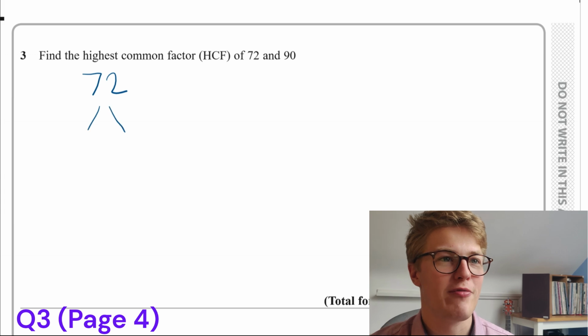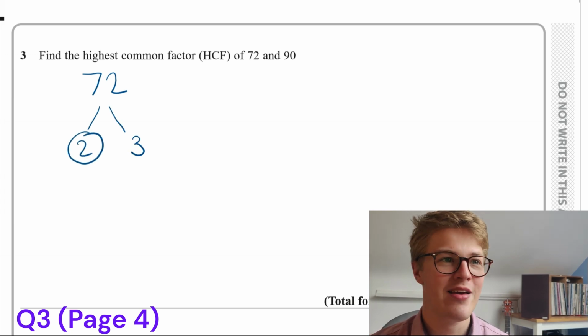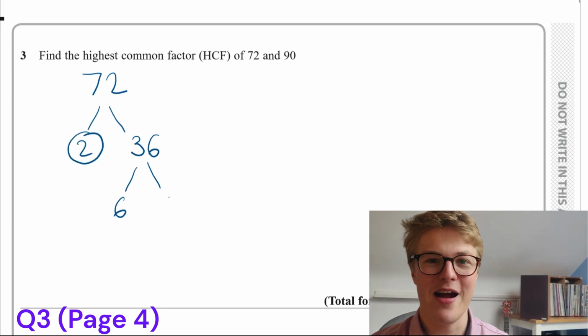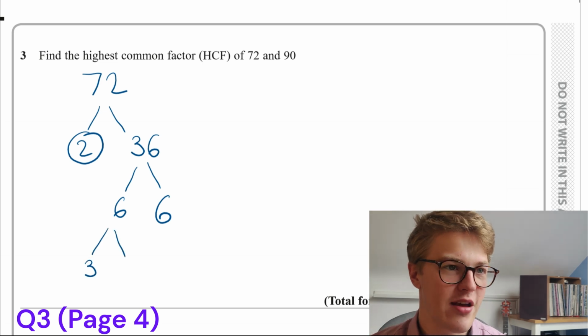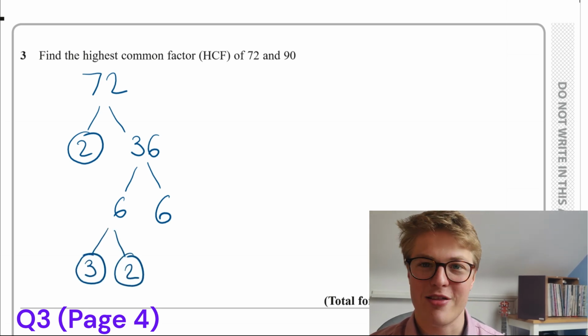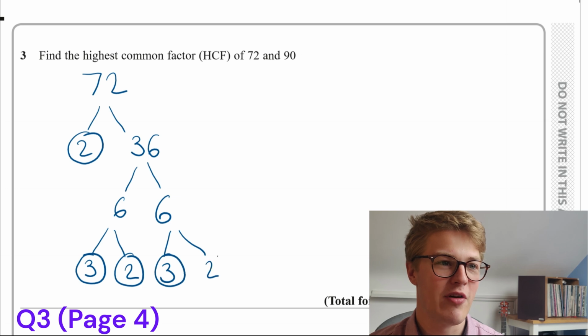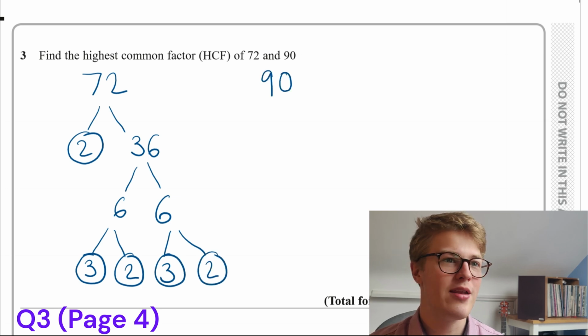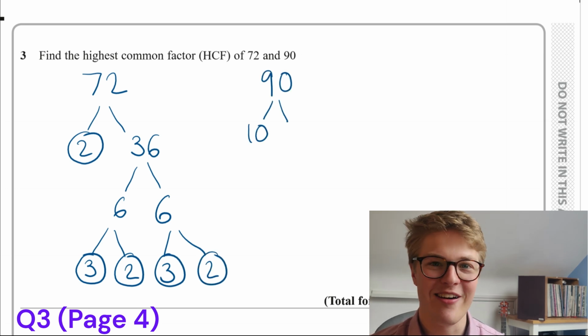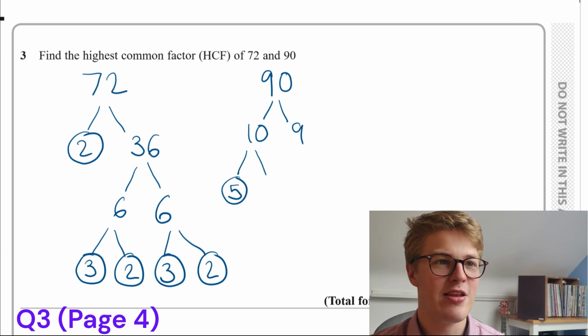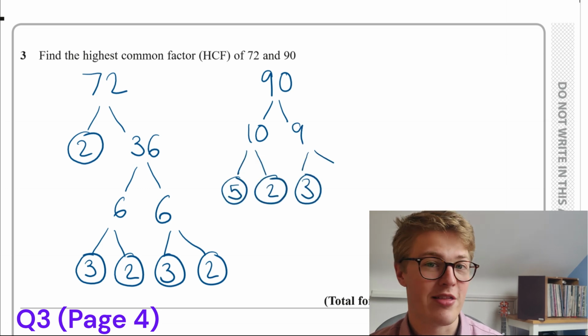Find the highest common factor of 72 and 90. So we have 72 and we can write out a factor tree. So we have 2 and 36, and then that splits into 6 times 6, and then 6 can be divided into 3 and 2. Then we have 90, so we do 10 and 9 are factors of 90, and then 10 divides into 5 and 2, while 9 divides into 3 and 3.